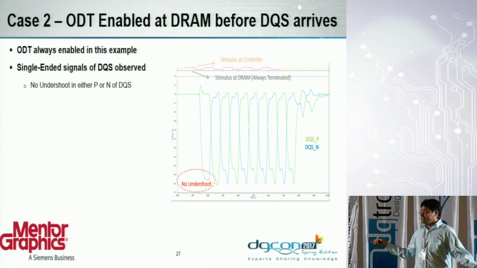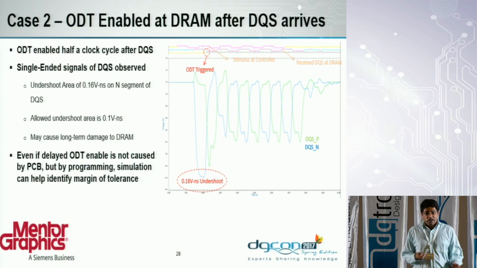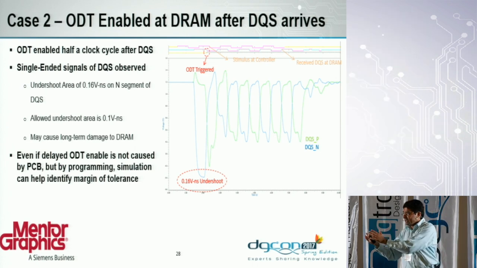This is what you expect to see most of the time, and this is what you will see if you simulate an IBIS today, because this is all you can do. But if you figure out that the ODT is coming a little bit late, then in the beginning, there's going to be undershoot, like you would expect, because the receiver has high impedance.